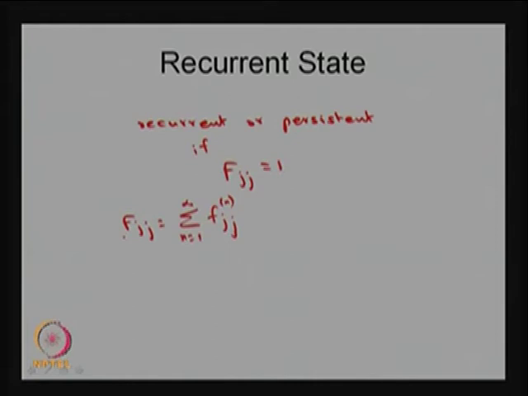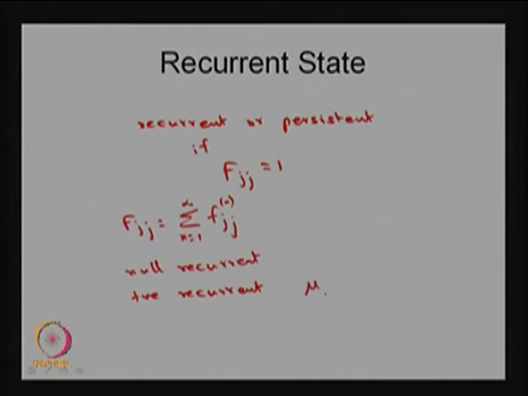We can classify the recurrent state into two forms. One is called the null recurrent, the other one is called the positive recurrent, based on the mean passage time value. So, based on the capital F jj, that is the probability, we classify the state to be a recurrent state. Now, based on the first passage time distribution, the mean first passage time, we classify whether that recurrent state is going to be a null recurrent or positive recurrent.